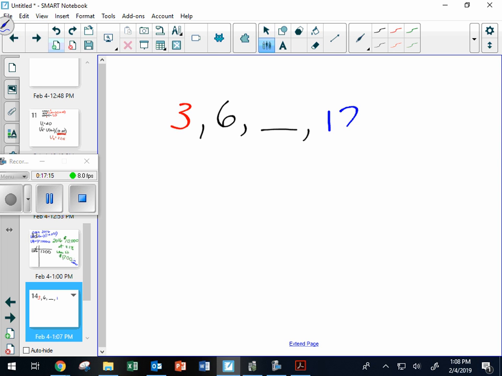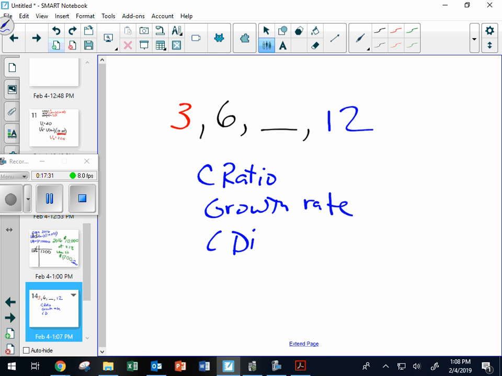And here's my question about it. I'm going to write a bunch of things and some of them don't exist and some of them do. Common ratio, growth rate, common difference, and that's enough. Give me all of those that you can and fill in what the blank is. Pause for a second. Well, you answer that one.